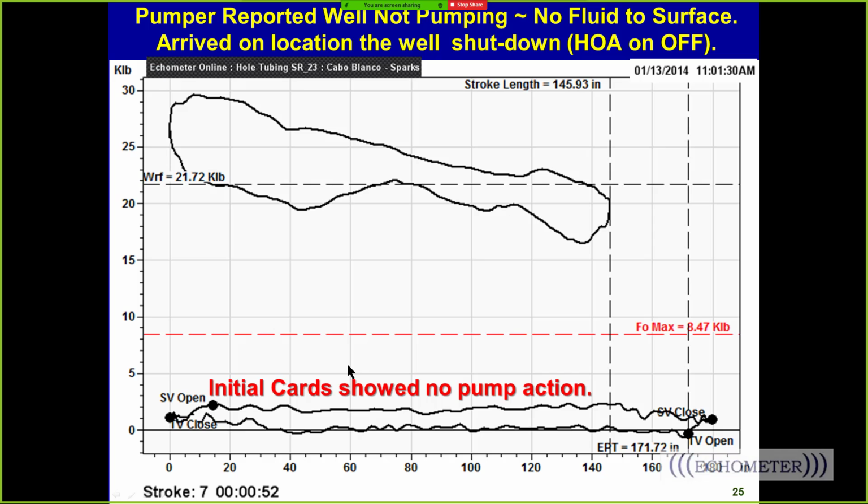And so here is a well, and this is a well that John provided called Cabo Blanco. And you can see here, he acquired the dynamometer card with the polished rod transducer.